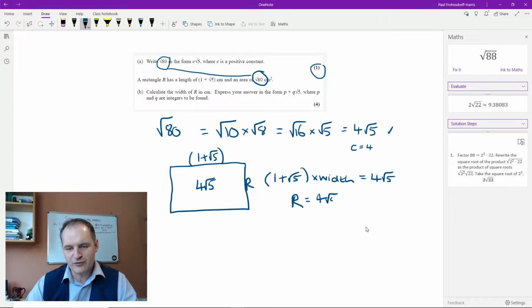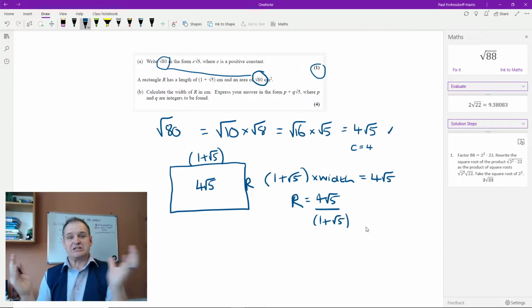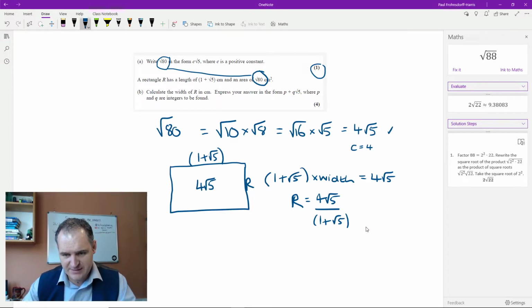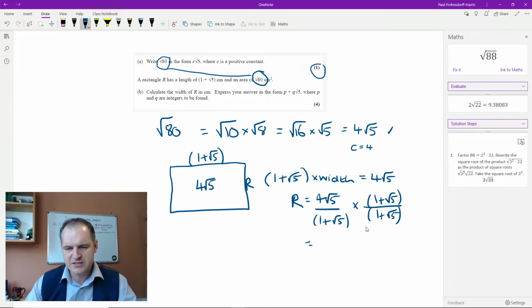So, 4 root 5 over 1 plus root 5. But this makes us feel ill. It's got a surd on the bottom, and we don't want that. So the first thing we're going to do is make sure we get rid of that by timesing by that exact thing on the bottom. We haven't yet done one where we've got a pair of things going on, but it shouldn't scare us. It is 4 root 5 times 1 plus root 5. And over here, we've got a double bracket.